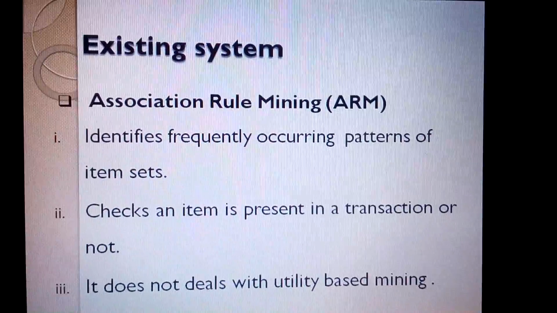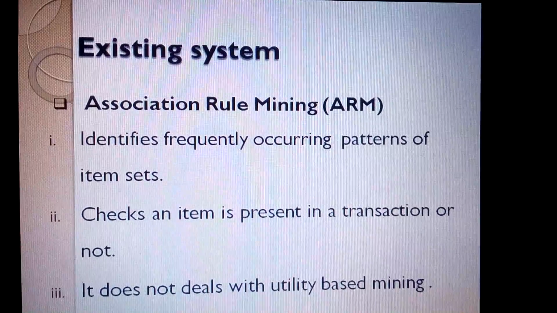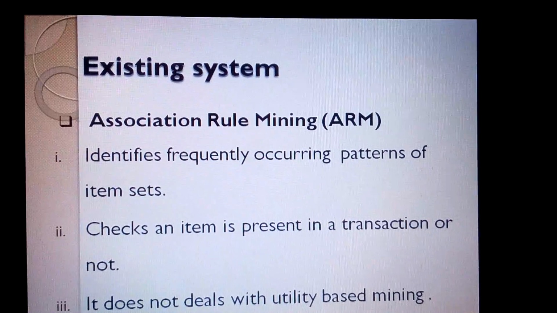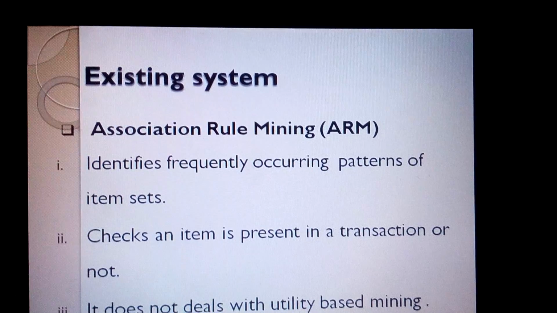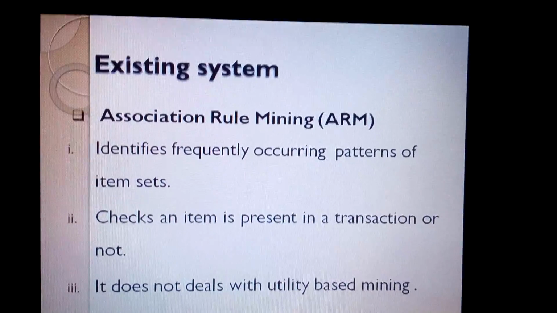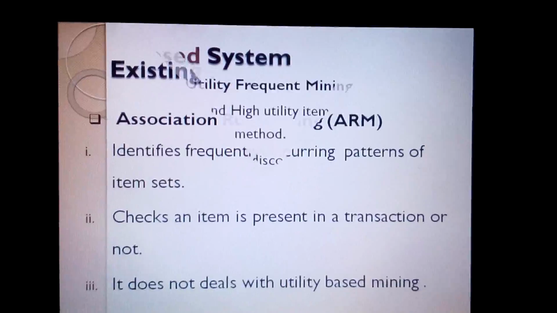In the existing system, we use association rule mining technology. It identifies frequently occurring patterns of itemsets. It checks whether an item is present in a transaction or not, but it does not deal with utility-based mining.